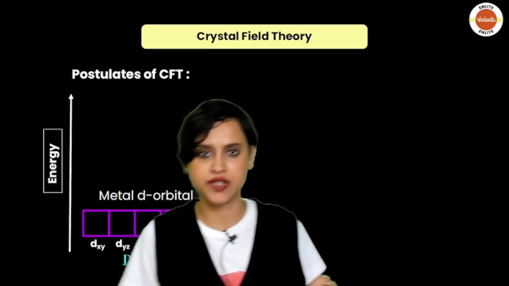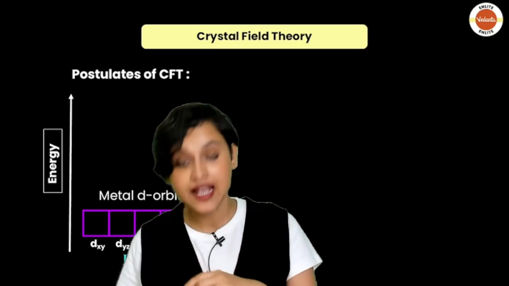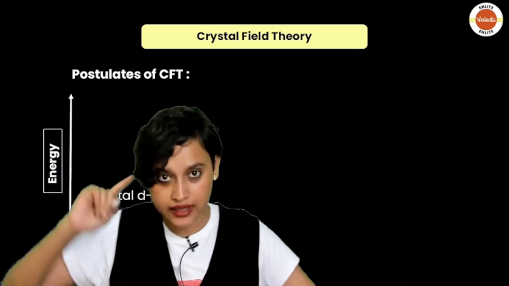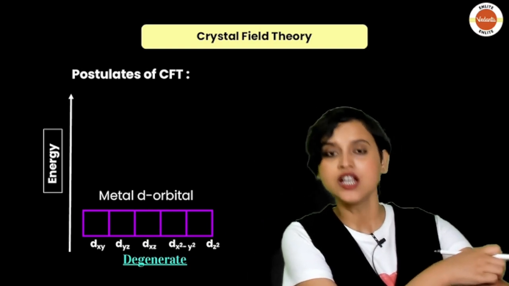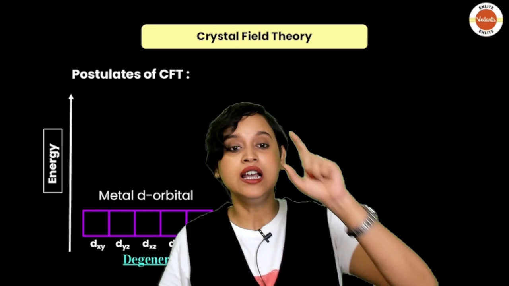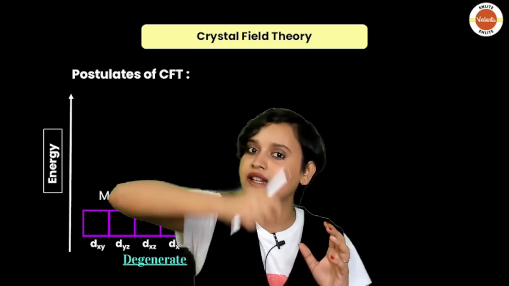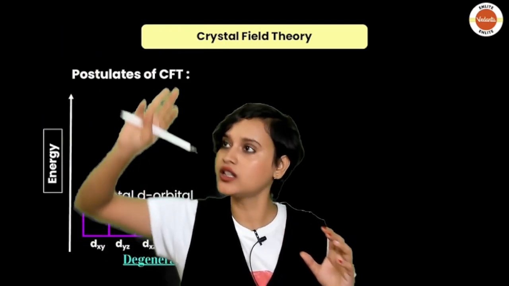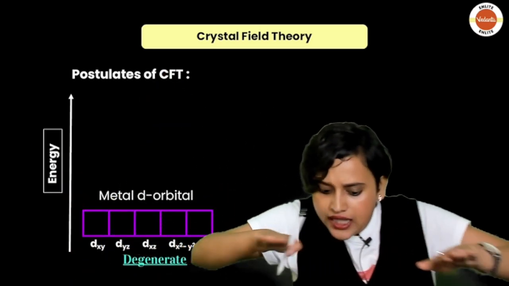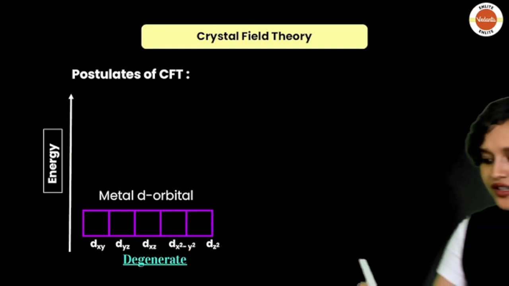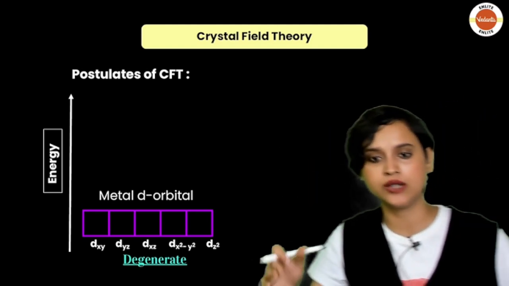Now, in case of d orbitals, we know there are 5 orbitals present: dxy, dyz, dzx, dx square minus y square, and dz square. These 5 orbitals are at a very low energy level. In an isolated gaseous metal atom, you have taken the metal to the gaseous state, where atoms are really far away from each other, so we can say it is isolated. In an isolated gaseous metal atom or ion, all these 5 orbitals have the same energy. This is called degenerate. They are all at the very bottom level of the energy.